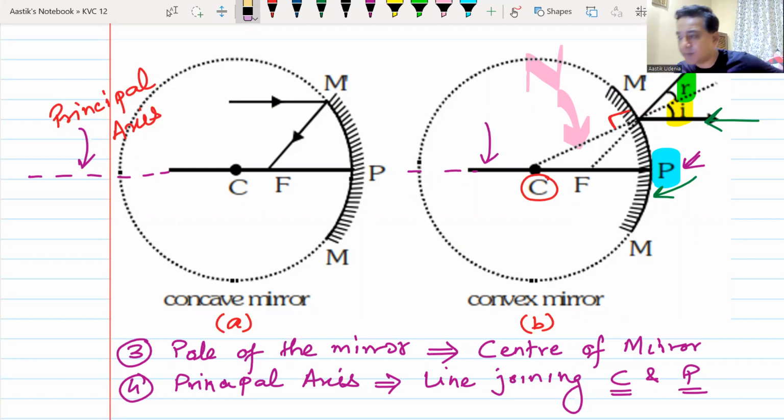Have you heard this term, aperture of the mirror? Yes or no? Diameter of the reflecting surface. That is absolutely correct, my dear friend. Diameter of the reflecting surface.